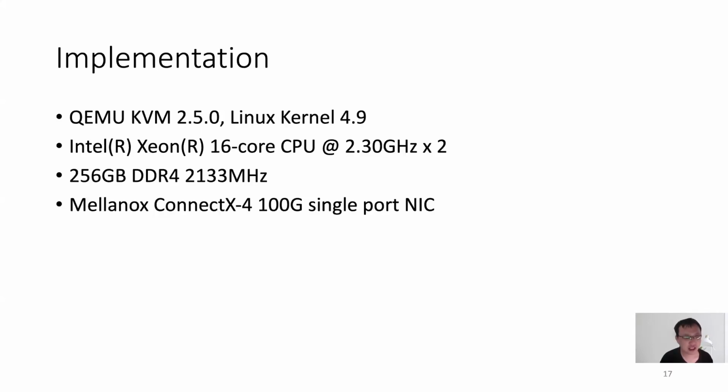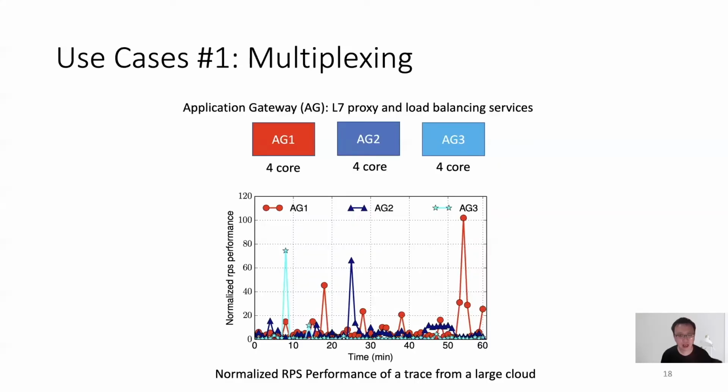After finishing the design of NetKernel, we implemented NetKernel on Linux KVM. We use a machine with 20 CPUs and 256 GB memory. This machine is also equipped with a Mellanox 100 GB single-port NIC. After discussing the design and the implementation, let's discuss the first use case of NetKernel, multiplexing.